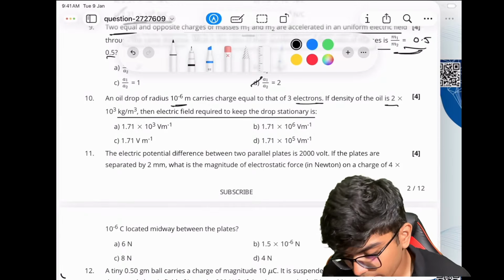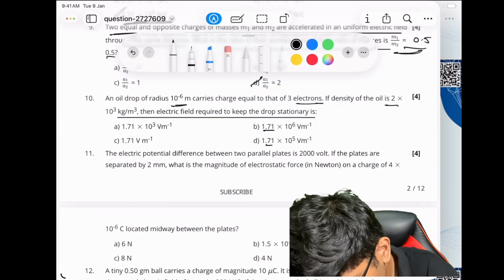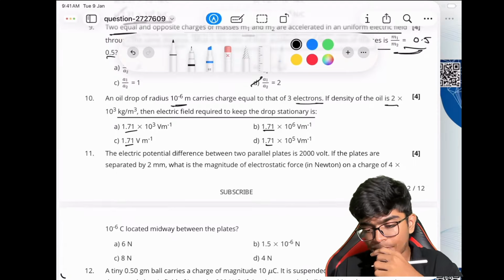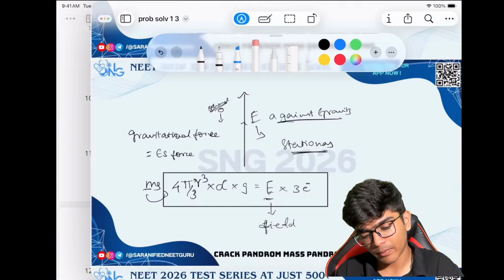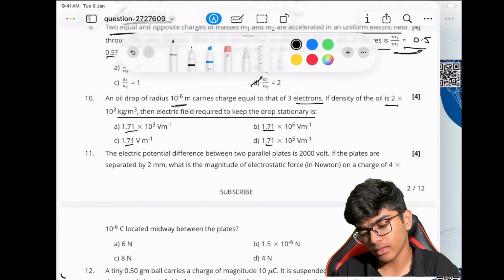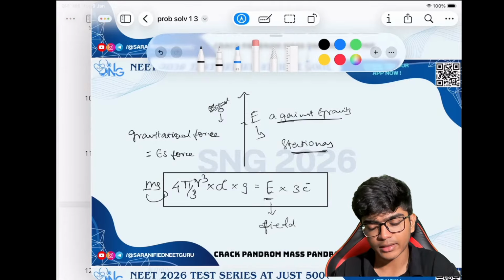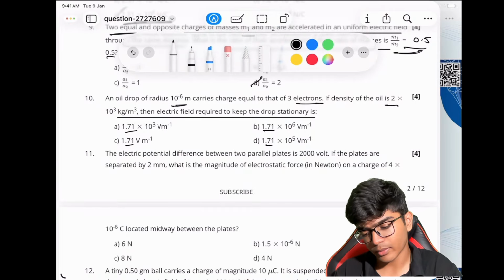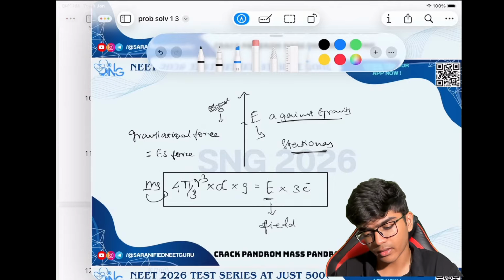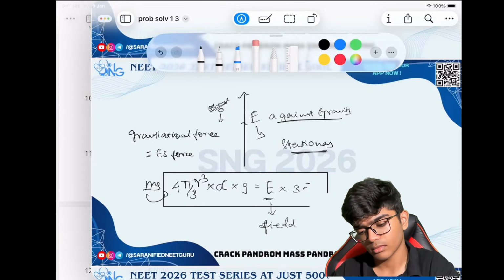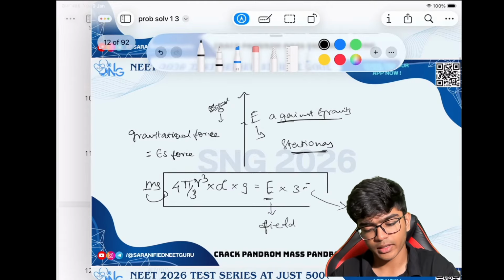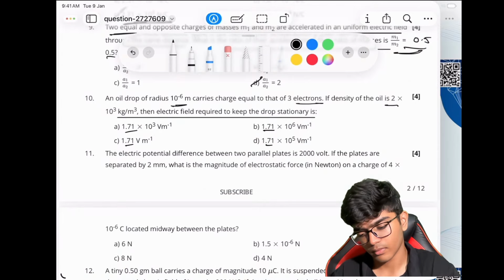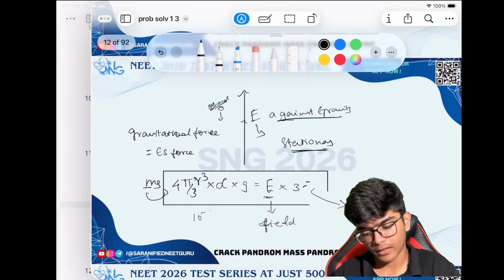If you solve it, இங்கே basically எல்லாமே ஒரே டேர்மில் தான் இருக்குது. ஸோ இட்ஸ் 1.7. ஓகே, பட் தென் இங்கே வேறு என்ன ஈக்குவேட் பண்ணலாம்? r cube is in 10 power minus 6, so it will be in 10 power minus 18 ஆயிடும். 10 power minus 18 into density is 10 power 3, 10 power minus 15, and this will be 10 power minus 19, 10 power minus 38. So this will be 10 power minus 18.